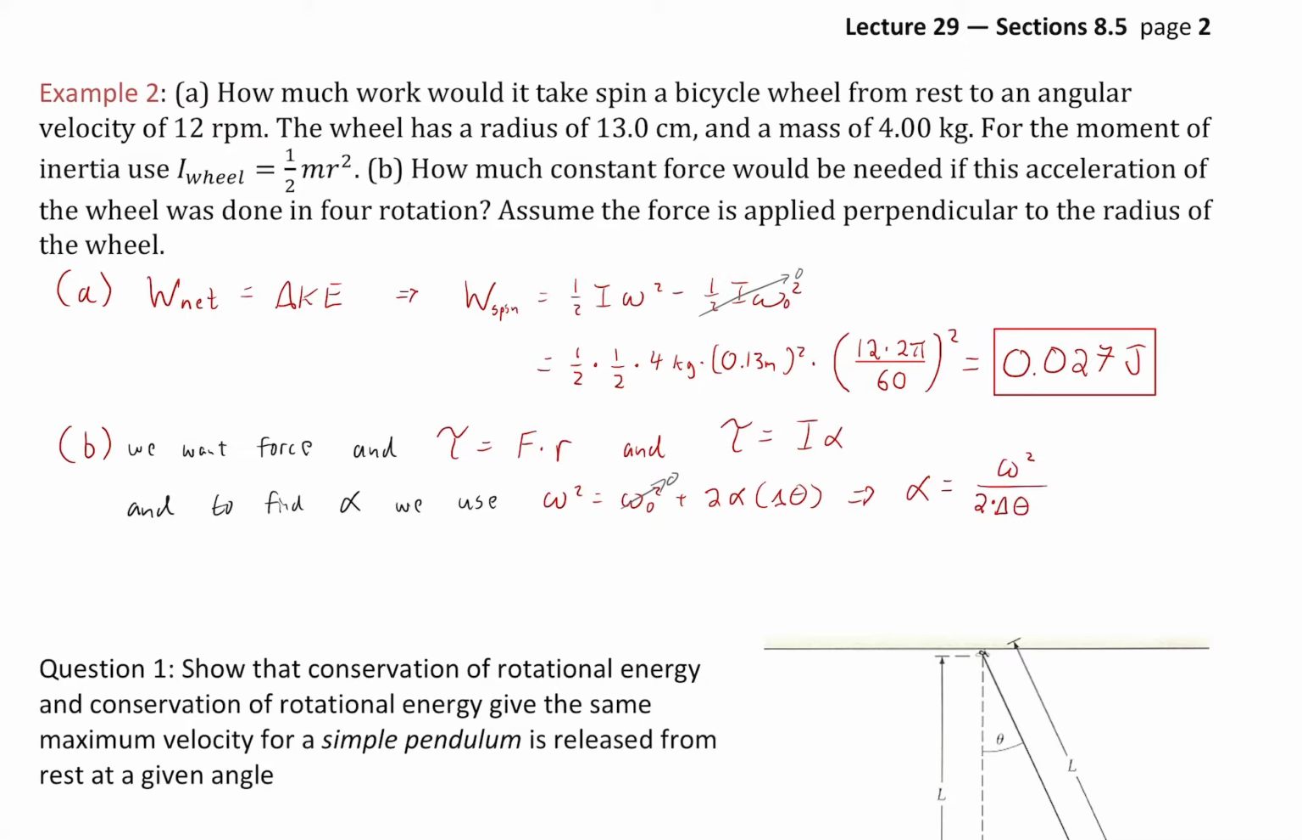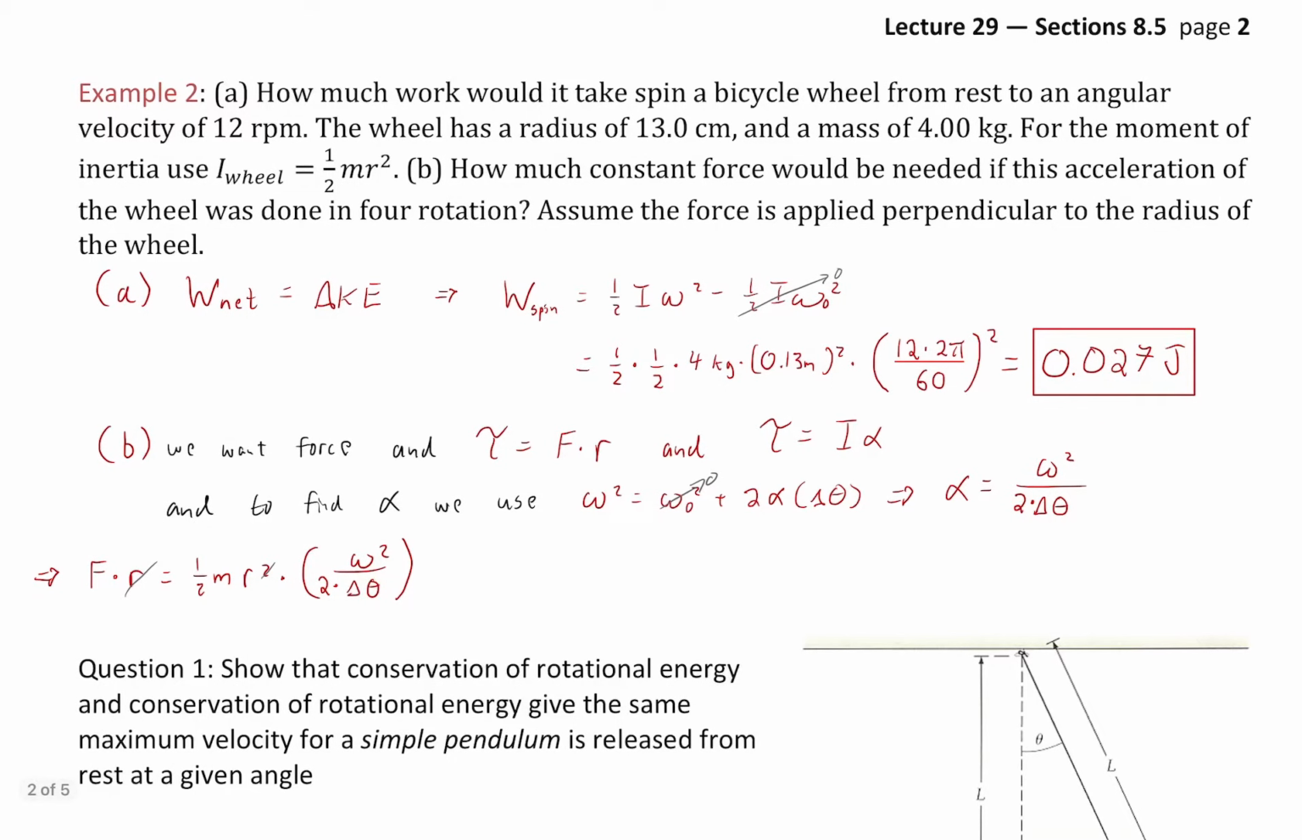So then we have that, all right? And so then I'm just going to substitute that value in for alpha, all right? And then solve for force. R cancels, so we have a cancellation of one of the R's, although one will be left behind. So then the force ends up being 1/2 times the mass times the radius, and then times omega, which I've calculated here is 1.26 radians per second.